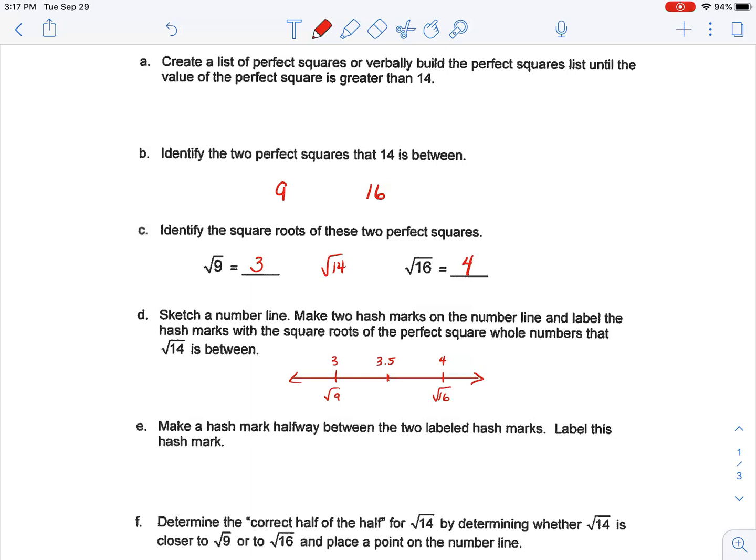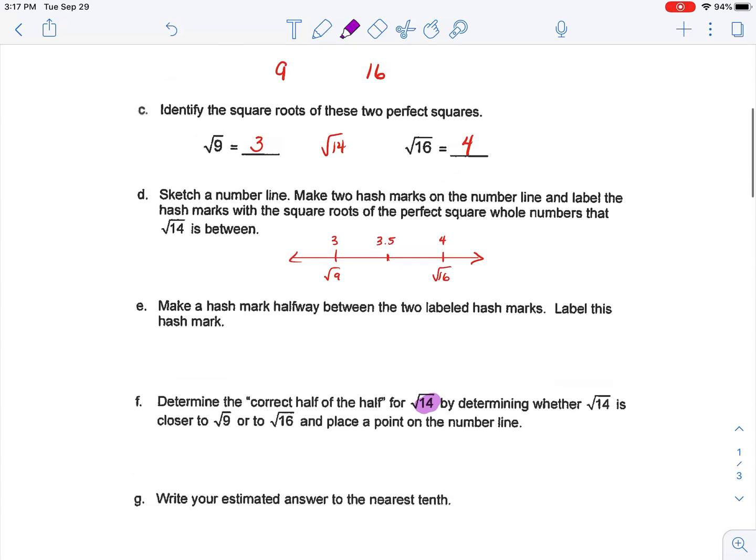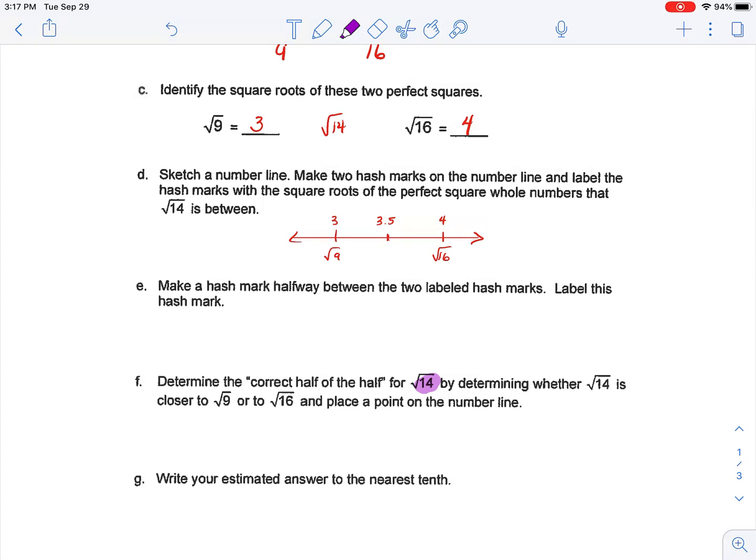The question then is, is 14 closer to 9 or 16? Is the square root of 14 closer to the square root of 9 or the square root of 16? Well, 14 is 5 units away from 9. 14 is only 2 units away from 16. What that tells me is that the square root of 14 is closer to 4 than it is to 3.